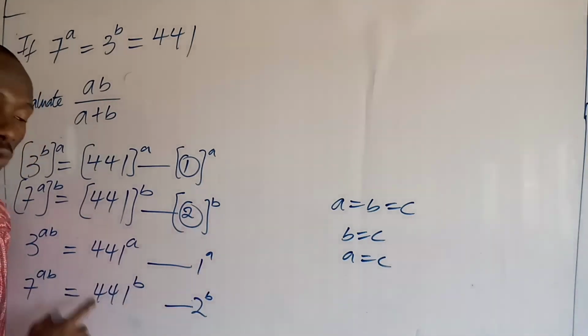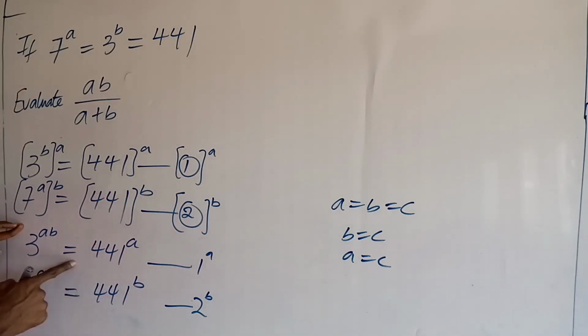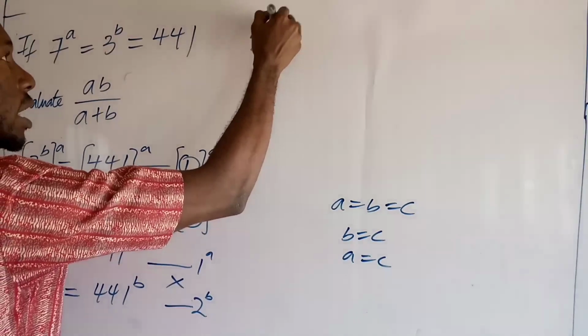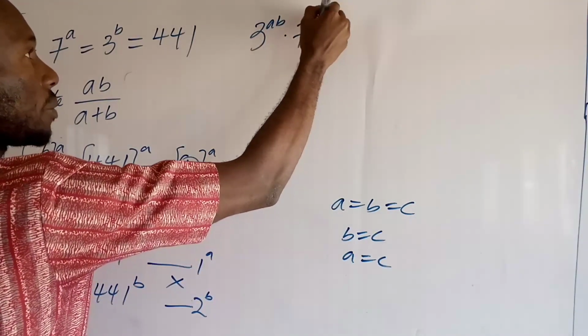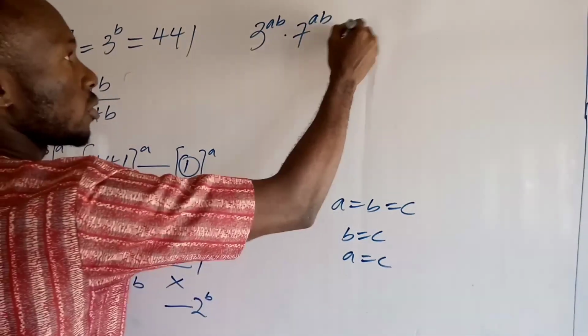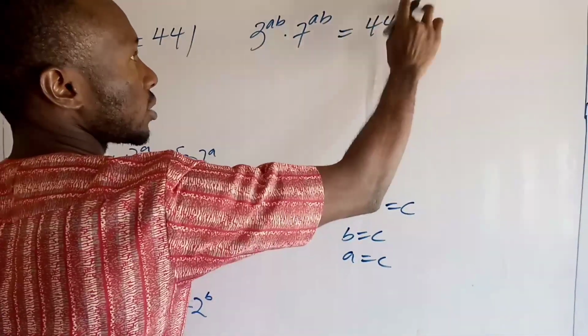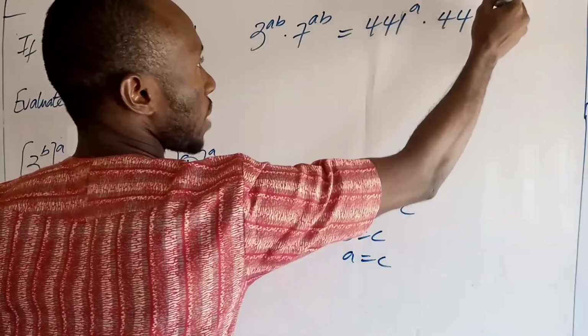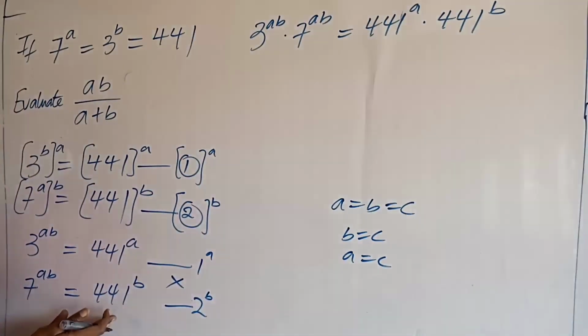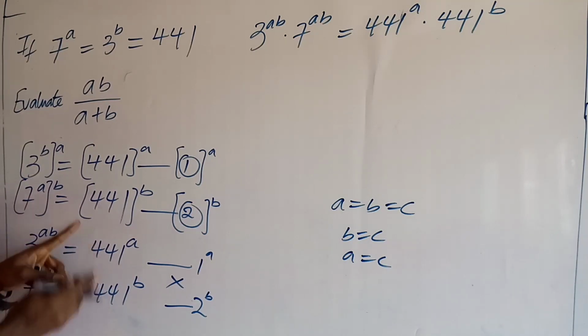The next thing I want to do is multiply these two equations. Therefore I will have 3 to the power ab times 7 to the power ab is equal to 441 to the power a times 441 to the power b. Okay, that is just what I've just done: I multiplied these two equations.